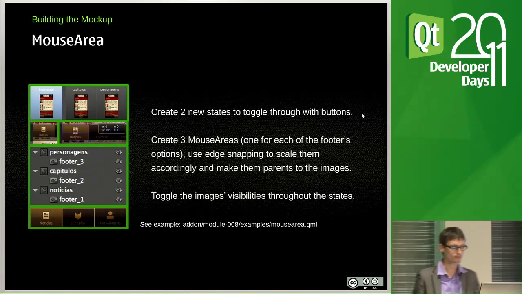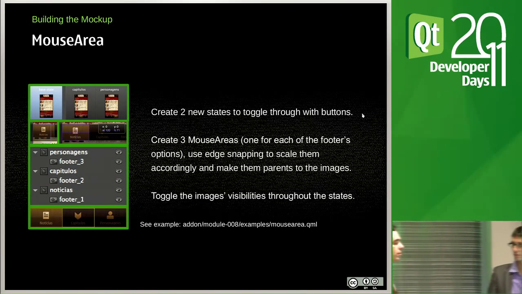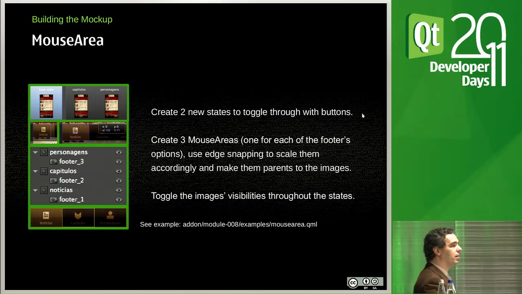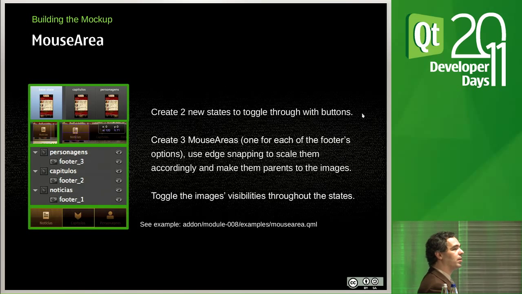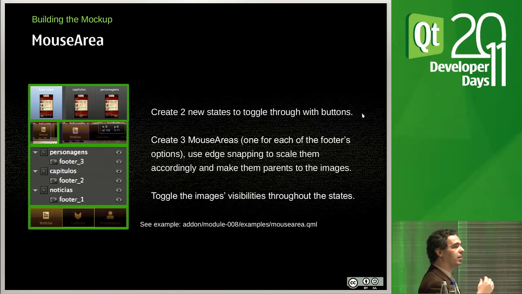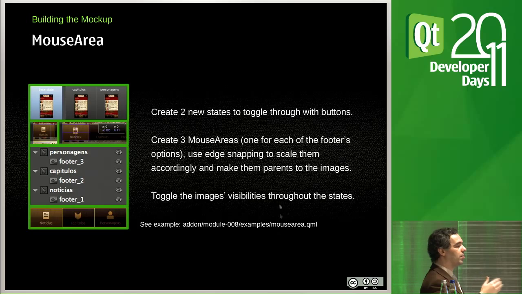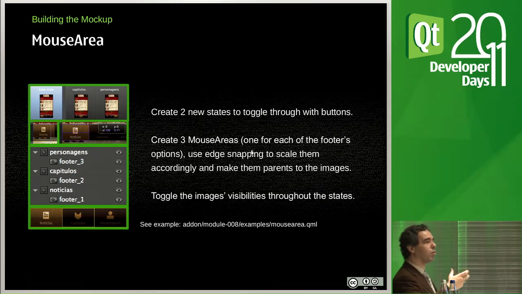So, next step: create two new states to toggle through the buttons, create three mouse areas, one for each of the footer options, use snapping, I don't care about that, states. Okay, so let's see what they want. They basically want to create three states to show these buttons here. Okay, let me see if I can do that.